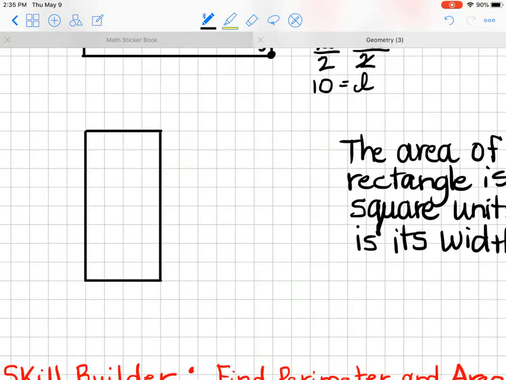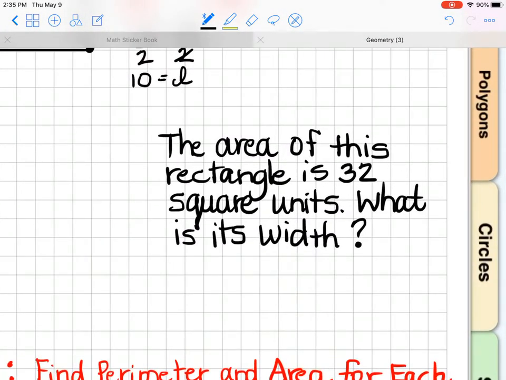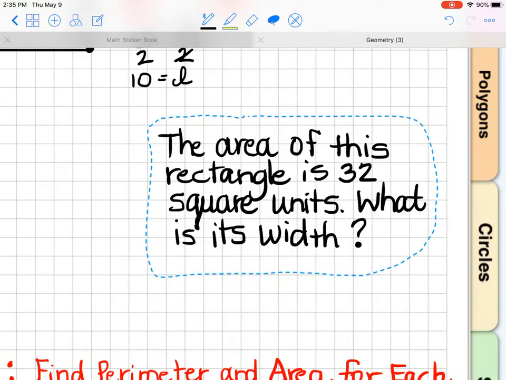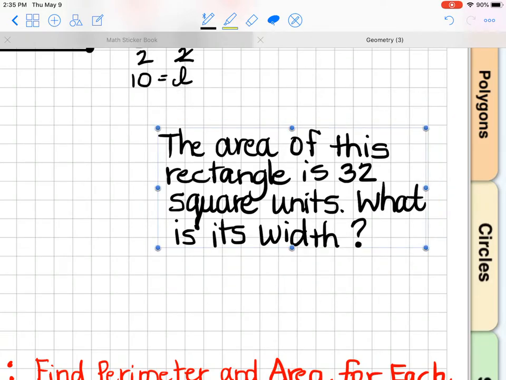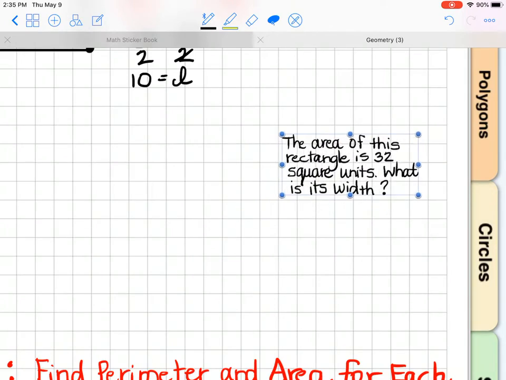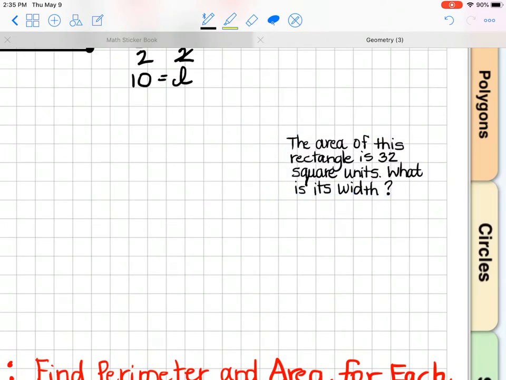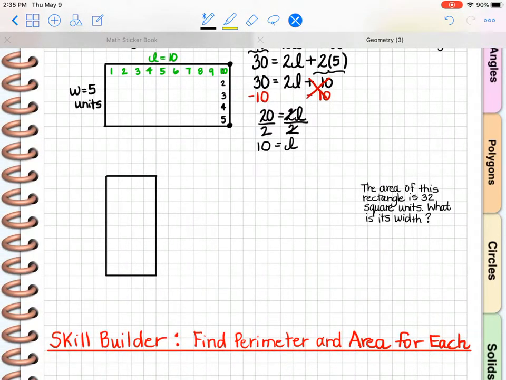Okay, here's another one. And this one says the area of this rectangle is 32 square units. What is its width? And again, you may be thinking, I can look at that and count. I don't need to go through all this, but you won't be able to do that on an exam.